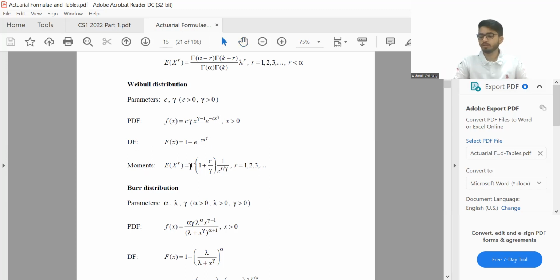And the mean is given to be gamma of 1 plus r by gamma into 1 by c to the power r by gamma. So in Weibull, we'll try to attempt how to find the distribution function. We'll see that here, if you will closely see e to the power minus c x to the power gamma, if you will be differentiating this, you will get nothing but a form in this particular format. If I differentiate e to the power minus c x to the power gamma, one term will remain same. Next, I need to differentiate what? c x to the power gamma, which will be c into gamma into x to the power gamma minus 1, which is what we are getting over here.